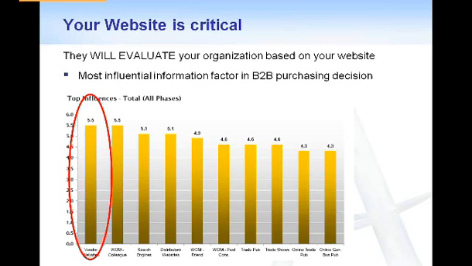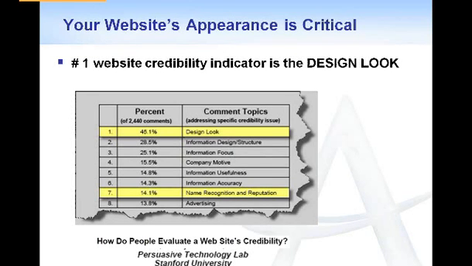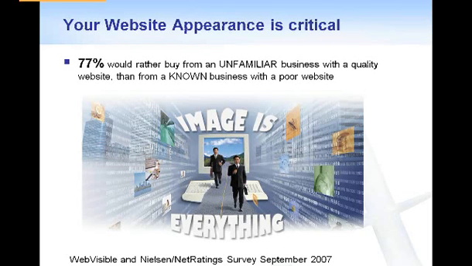Based on what they see on that website, they will evaluate your organization. This is a study from Inquiro, and this was a study of B2B purchasers. What they found was vendor websites were the most influential source of information in their purchasing decision. And it's not just as a source of information, it's also your appearance. Here's a study from Stanford University, and they ranked the appearance of the website as the number one credibility indicator. Name recognition and brand came in seventh, a fraction of the impact of the visual. Here's more research from Nielsen NetRatings, and this indicated that 77% of people would rather buy from somebody they don't know who has a nice website than from somebody they know who has a website that isn't up to professional standards.